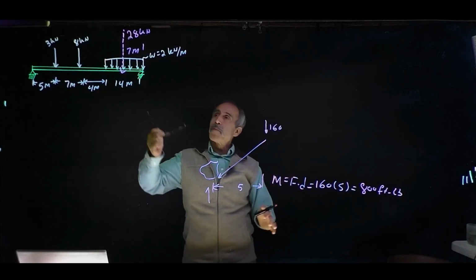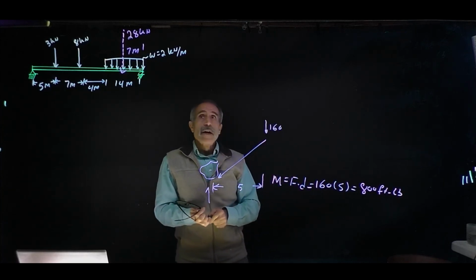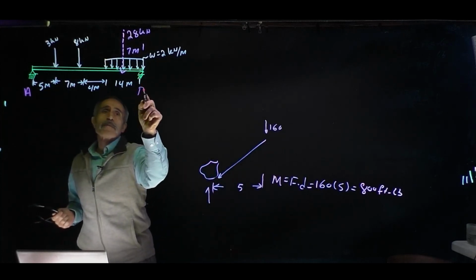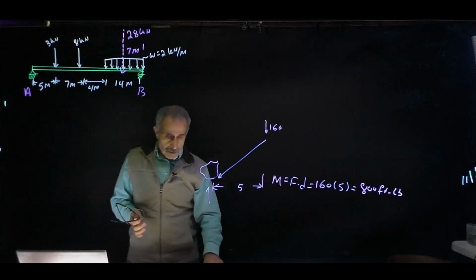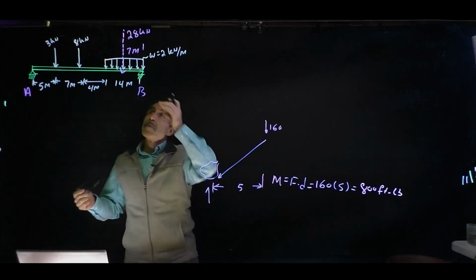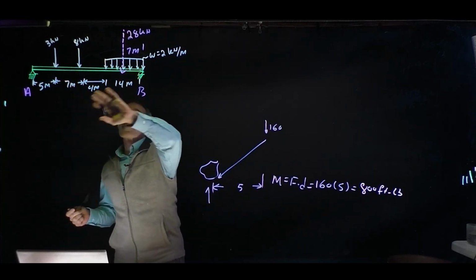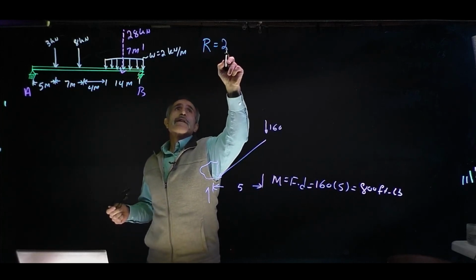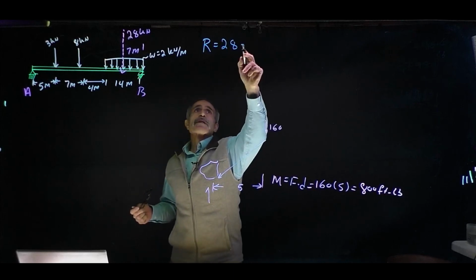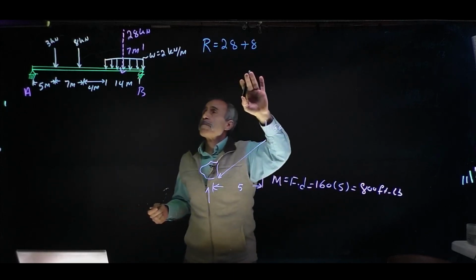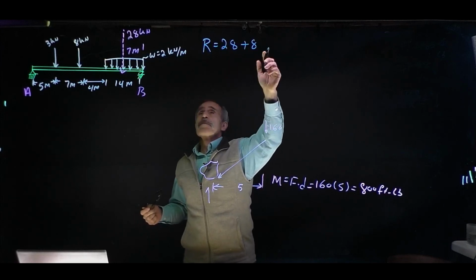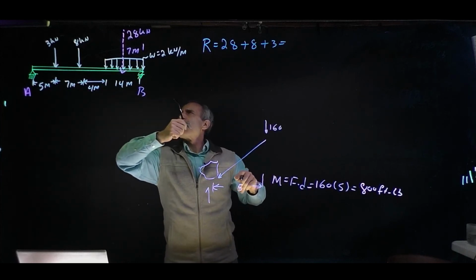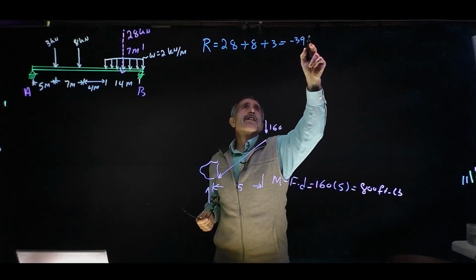So we're going to use this moment here to figure that out. I'm going to come back in here now. Let's call this point A and this point B, and take a moment about point A. Before we take a moment, I want to know what the resulting force of all these is. So I've got 28 going down, and 8 going down, plus 3. Don't worry about the plus or minus sign, it's just down direction. So that is basically minus 39 kilonewton.